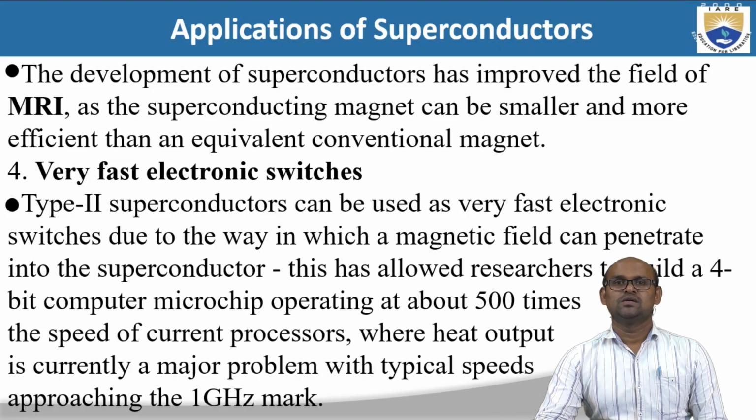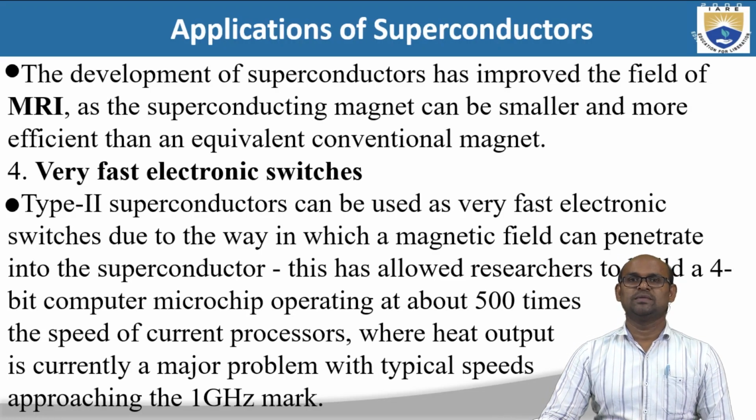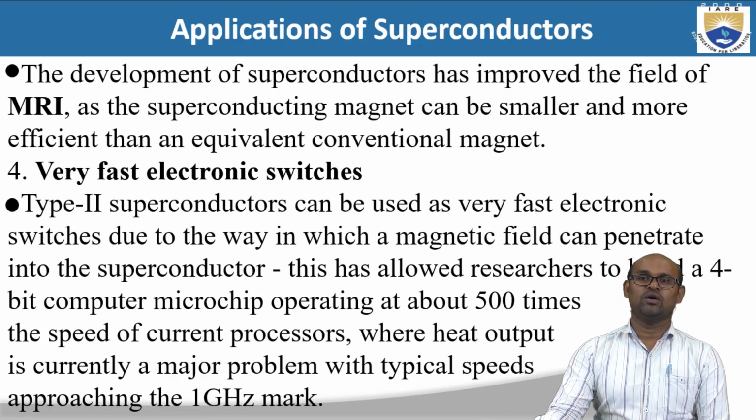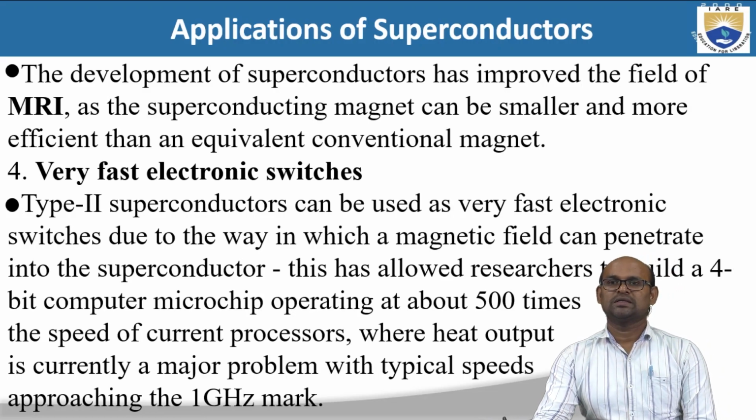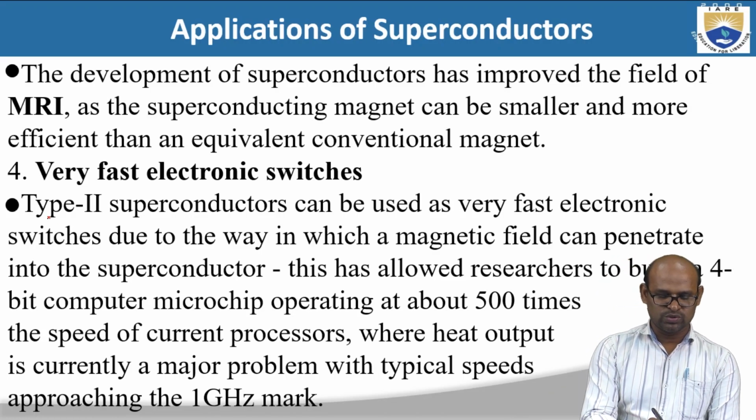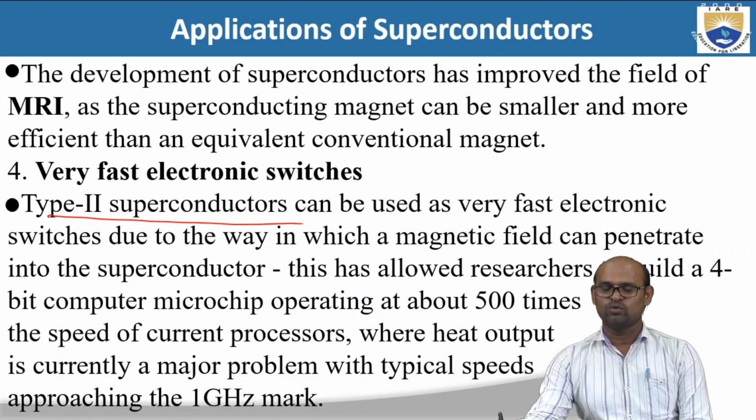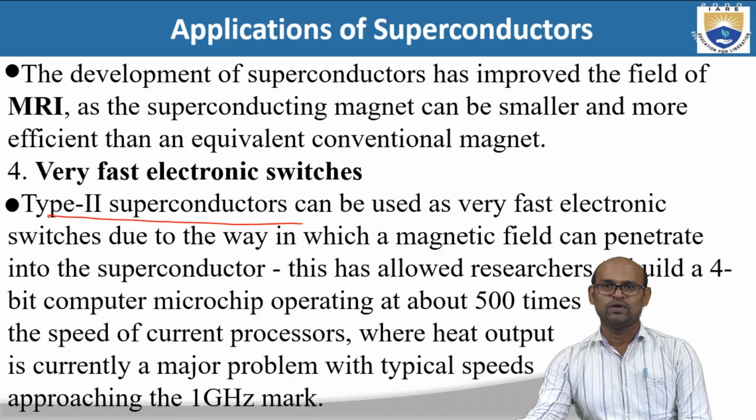Okay. So the fourth application of superconducting materials is very fast electronic switches. We can use these superconductors in very fast electronic switches. Type 2 superconductors can be used as very fast electronic switches. Type 2 superconductors change from the superconducting state to the normal state in a gradual manner, right?